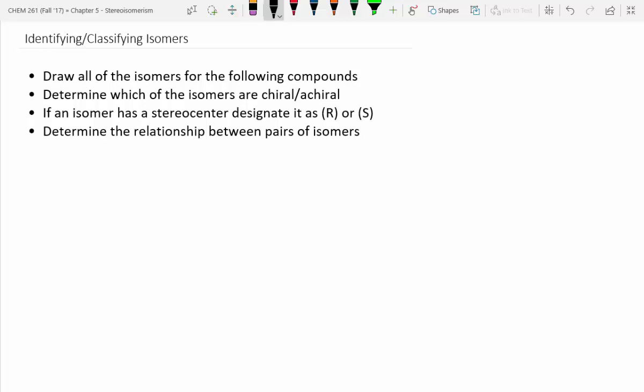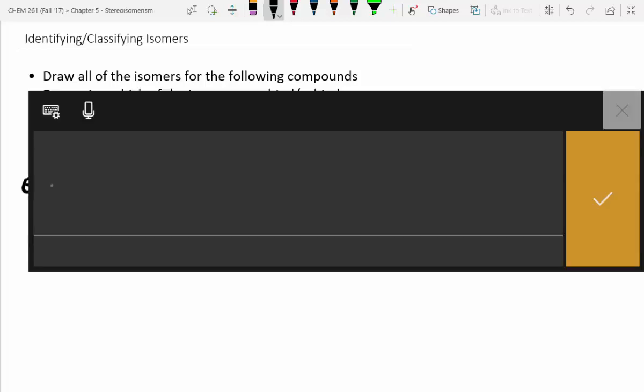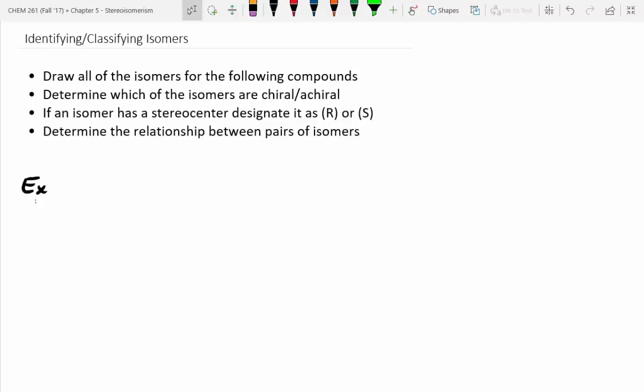So for our first example, C3H7Br. Let's try to figure out how many different isomers there are for C3H7Br. Draw those out, and we'll determine if they're chiral or achiral, and then designate any stereocenters as R or S. So I'll give you guys a minute to work on that. You can do it in bond line.